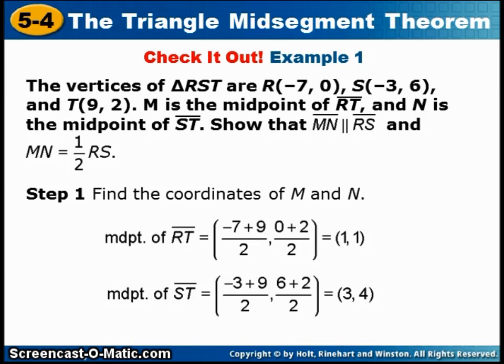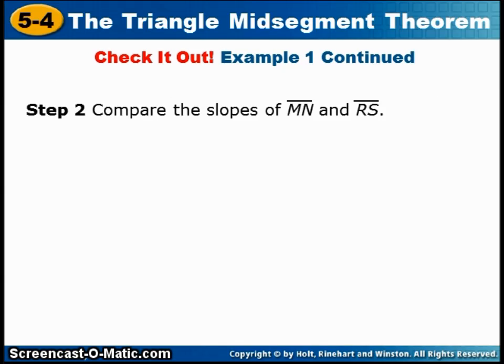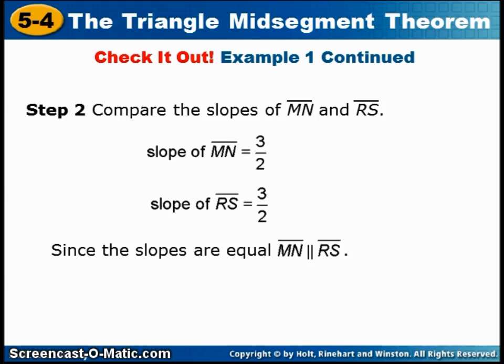Alright, the first step was to find the midpoints. Hopefully you got (1, 1) and (3, 4). Next thing I want you to do is compare the slopes. So I'll give you a minute to find the slopes of MN and RS. Again, pause the video while you work. Okay, the slopes are both 3/2, which means segment MN is parallel to segment RS since the slopes are the same.